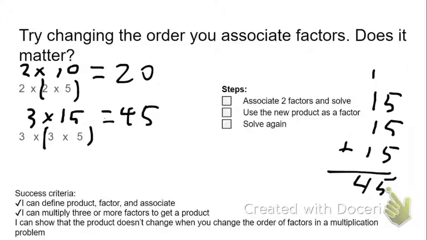Well, look at that. So I can show that the product doesn't change when you change the order of factors. If I do these last ones first, it doesn't matter. The first one's first either. It works either way. As long as I associate two factors and solve first, I can use the new product as a factor. Doesn't matter if I associate the first two or the last two.